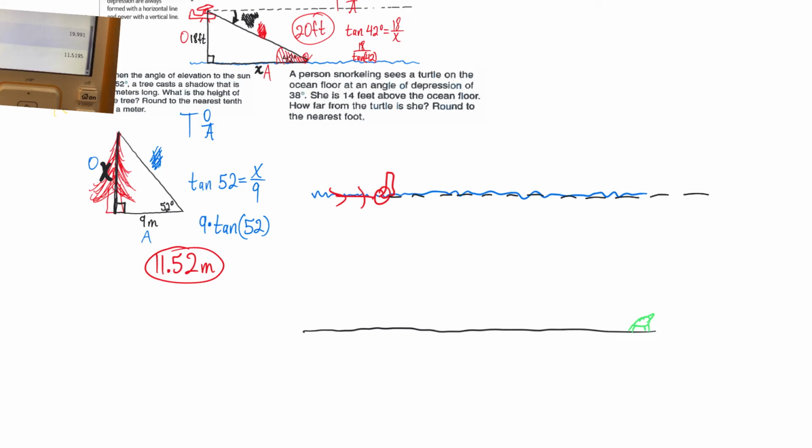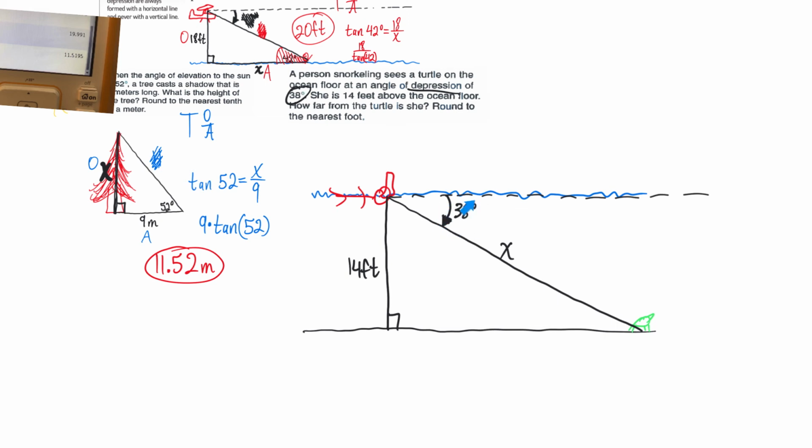All right, as this person looks straight out, it's going to be the line of sight, then down to this turtle, this angle of depression is 38 degrees. And it says that she is 14 feet above the ocean floor. And the question is, how far from the turtle is she? Which that's going to be this right here. And you say, how far are you away from something? It's the shortest distance between you and that object. So that's where the x would go on this one.